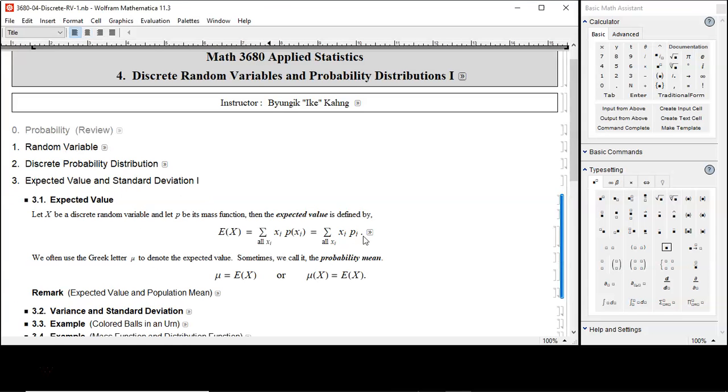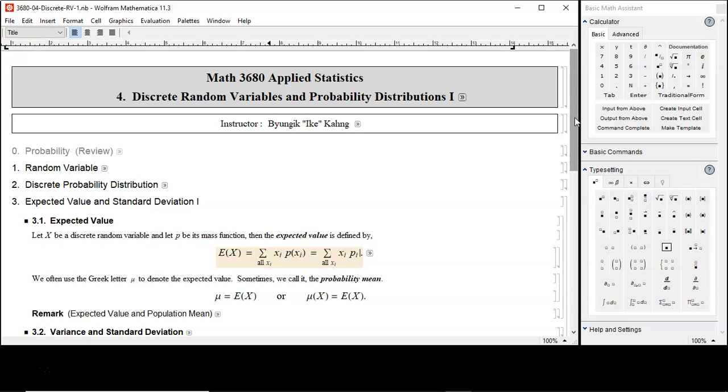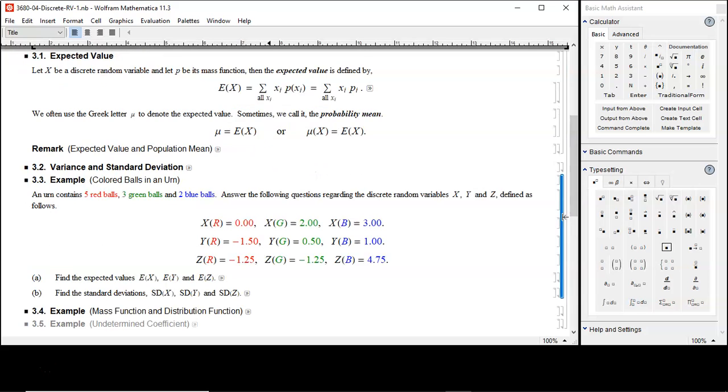Here is the definition of the expected value. Just multiply all the payoff values and the associated probability values and then add them all up. The sigma notation here, Greek letter sigma, is actually summation notation, so add them all up. Okay, let's go to an example problem.